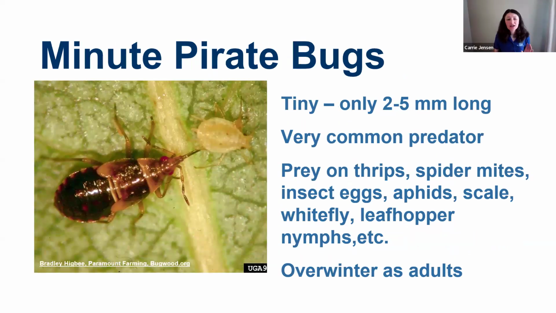Minute pirate bugs are another really beneficial. They're, hence the name, minute, very tiny, only 2 to 5 millimeters long. They're a very common predator, and they prey on all kinds of things: thrips, spider mites, aphids, scale, whitefly, leafhopper nymphs, etc. And they overwinter as adults. So sometimes you might have to get out a hand lens, because you can see in this photo, that's an aphid. The minute pirate bug is not much bigger than the little aphid. So you might need to get out a hand lens to look and see if those guys are crawling around among the aphids.